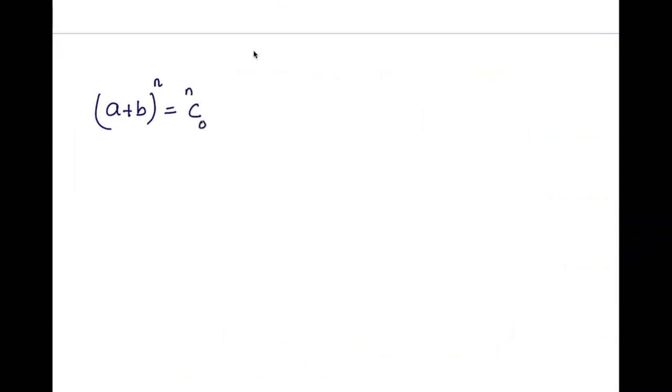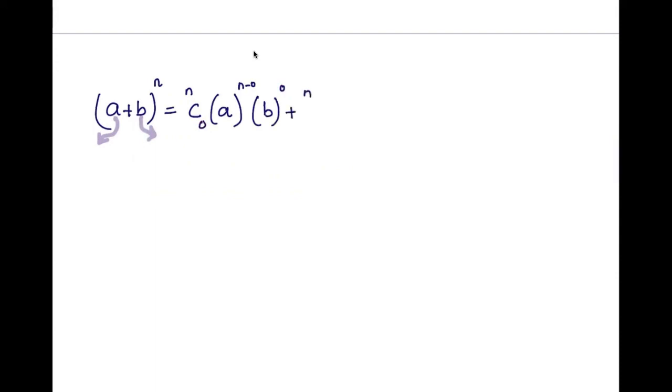NC0, a to the power of n minus 0. So n minus 0 is n. And second term, that's your first term. That's your second term. So b to the power of 0. This is going to be the first term of the expansion.